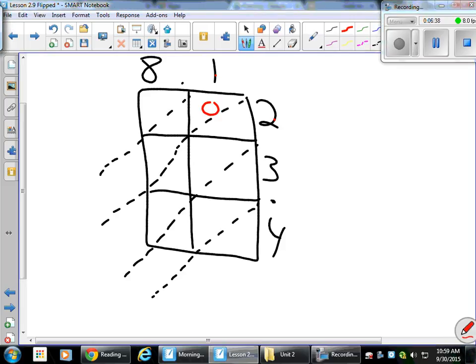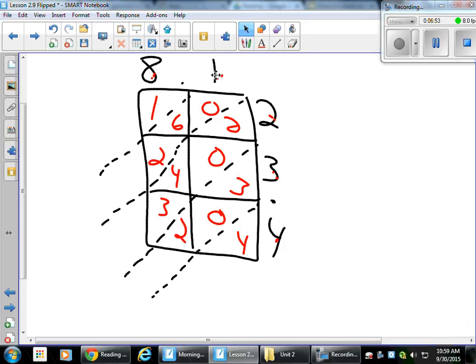Let's go ahead and work out this problem. 1 times 2 is 2. 1 times 3 is 3. 1 times 4 is 4. 8 times 2 is 16. 8 times 3 is 24. 8 times 4 is 32. Go ahead and add these up now. 4. 3 plus 0 plus 2 is 5. 2 plus 0 plus 4 is 6. Plus 7, 8, 9. 8, 1. My decimal's right here.